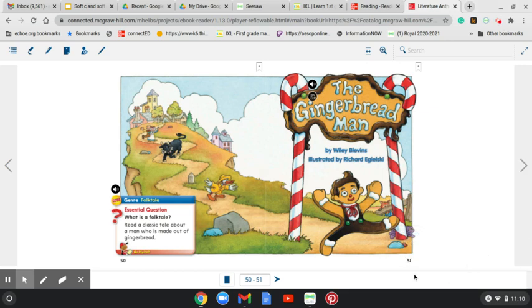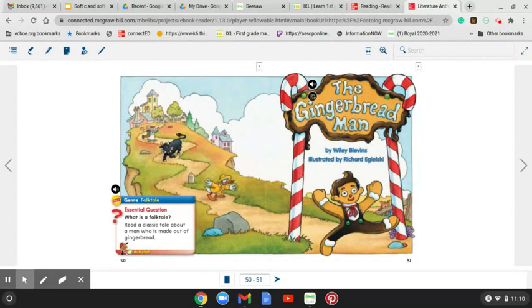Hello, boys and girls. Today we're going to read The Gingerbread Man. This is one of our very favorite stories, and now you are going to be able to read it. You have had this story read to you for many years, and now you're going to be able to read it. So I hope you have your book. Find page 50, and our question today is, what is a folk tale?